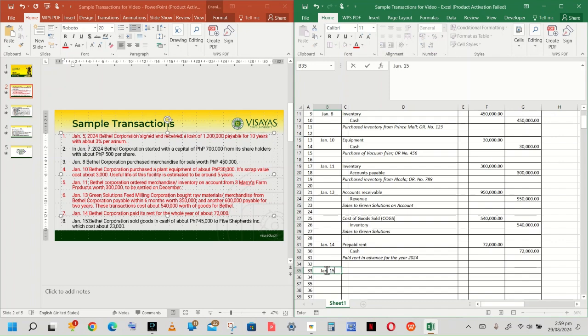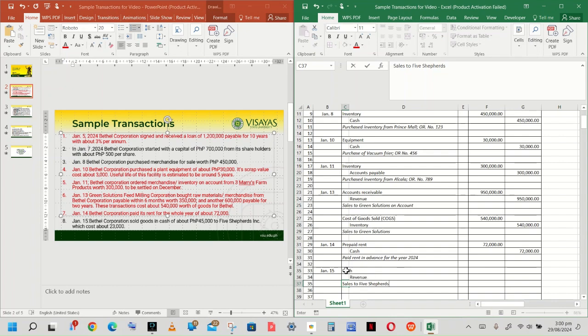January 15. Ano yung tataas dito kapag nagkaroon ng sales? Of course, cash. So, magde-debit tayo sa cash and mag-credit tayo sa revenue. So, sales to 5 Shepherds. Usually, may mga company na madami ng sales per day. Hindi mo na maiisa-isa lahat ng customers. Ito, sales kay 5 Shepherds, sales kay ganito.